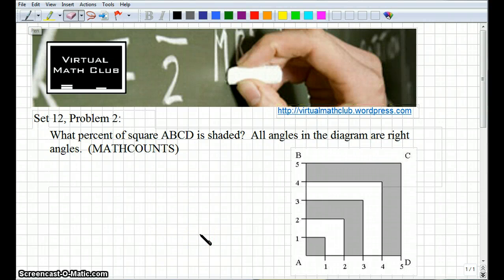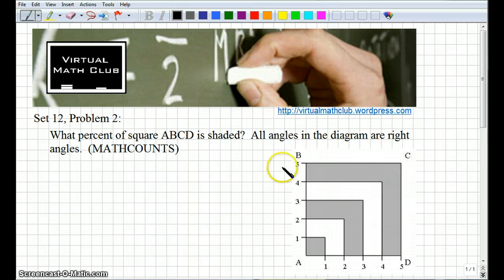All right, for problem number 2, we're given this square, ABCD, and it says that all of the angles are right angles. And it looks like we're given some measurements here too. So we can assume that this is sort of measuring 1 unit, 2 units, 3 units, 4 units, 5 units, and again 1, 2, 3, 4, 5 units up as well. So it's a 5 by 5 square. And the question asks, what's the percent of the square that is shaded?